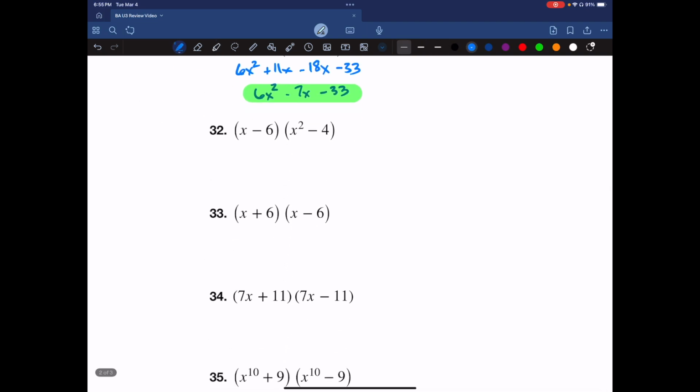On 32, you have x times x squared. That's going to be x cubed. You have negative 4x. Move on to the negative 6. You get negative 6x squared. And then plus 24. Now, you could leave it like this, but we really like to see things in descending order, which means I'm going to start with my x cubed, then step down to x squared, then step down to x, then step down to my constant term. So I'm just going to rearrange these.